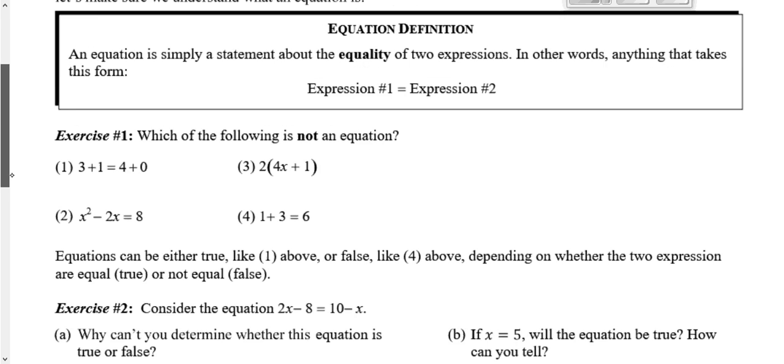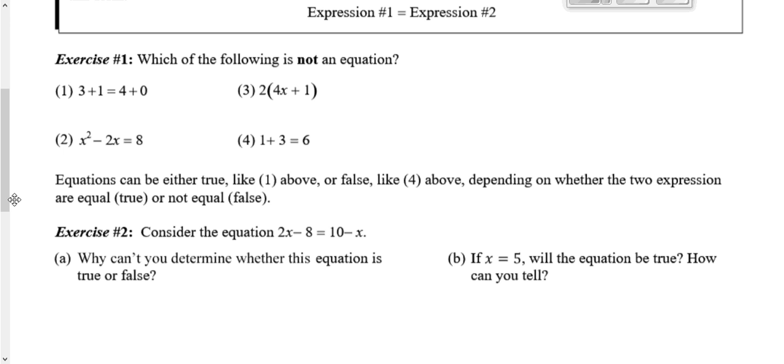All right, just real quick then. Exercise 1. Which one of those is not an equation? Why? Because it doesn't have an equal sign. Everything else got an equal sign. Easy enough. Good enough. All right.